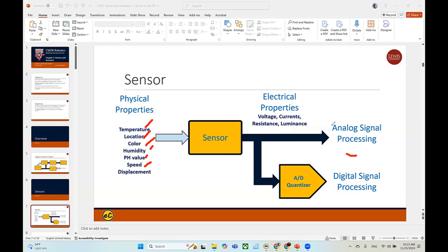And then you can use it for analog processing directly, or you convert it using an AD converter to digital and then do digital signal processing. So that's the first step, from the environmental property to an electronic signal. And the electronic signal can be digital or analog.